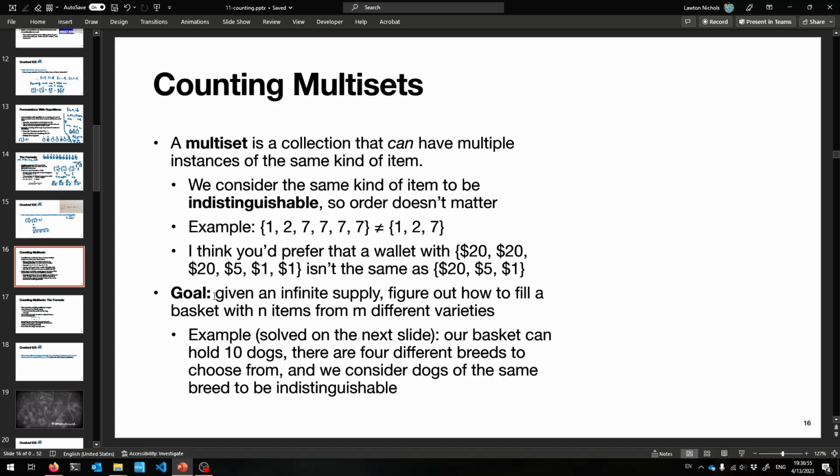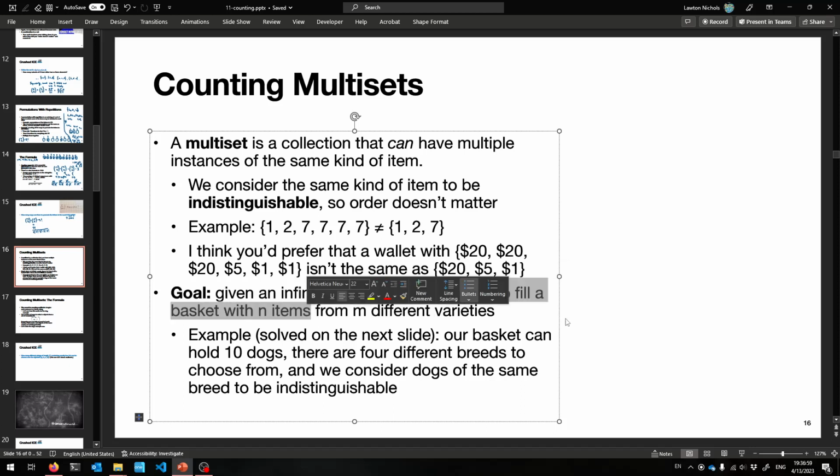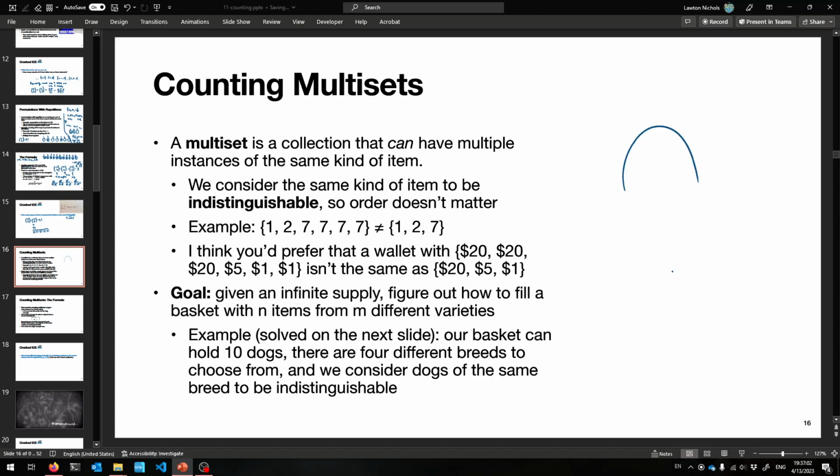And usually our goal is, if you have an infinite supply of things, figure out how to fill a basket, like an Easter basket or something. You would like to fill it with n items from m varieties, where you can pick as many of each variety as you'd like. So how many ways can you do it all? So here we go. Here's an example, where I'll show you the rest on the next slide though.